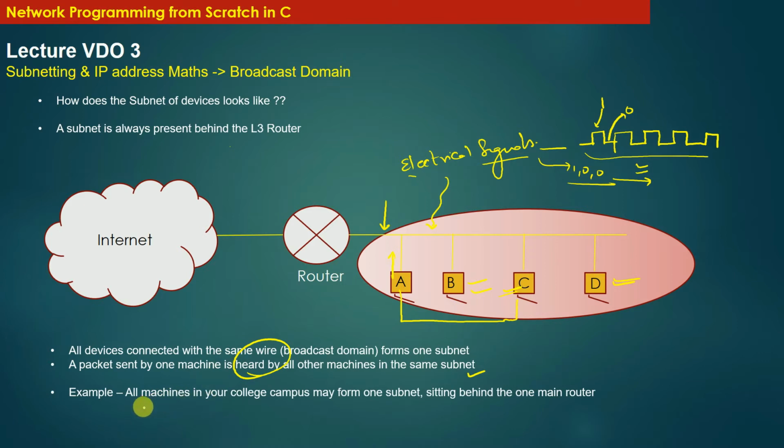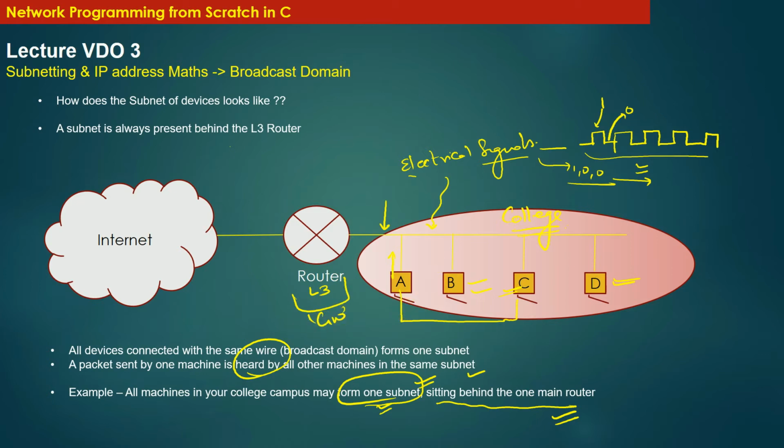So an example is that all machines in your college campus may form one subnet. So this is an example of a subnet, that all the machines of a hostel or all the machines in the same department or all the machines in the same college campus may be present in the same subnet. And all those machines must be sitting behind one main L3 router. So you can see in this diagram, machines A, B, C and D may represent the machines of your college campus. And those machines have to be behind one L3 router, which is called the gateway router.